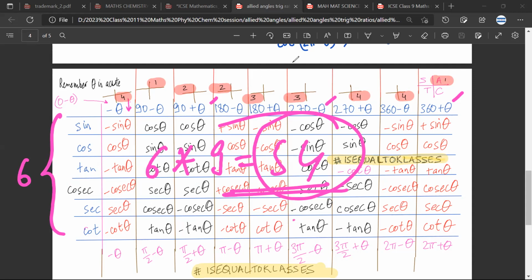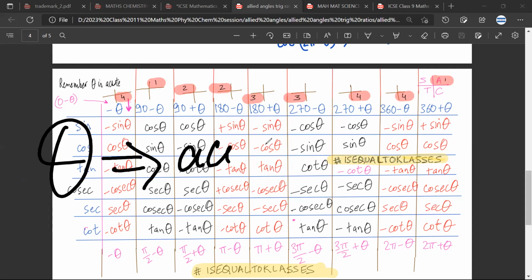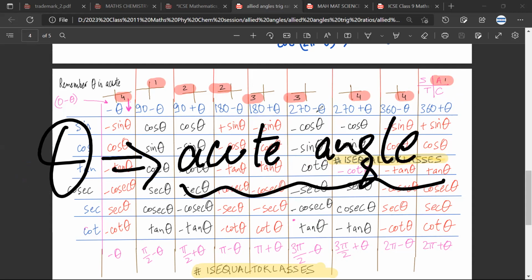Now, before we start, one thing that you need to understand very clearly is that whenever I talk about theta, theta is the acute angle. Please note this down. Theta is an acute angle. Whenever I say 90 minus theta, 90 plus theta, 360 minus theta, 360 plus theta, 270 plus theta, 270 minus theta, the theta is always acute. Please don't make any mistake. Theta will always be acute.